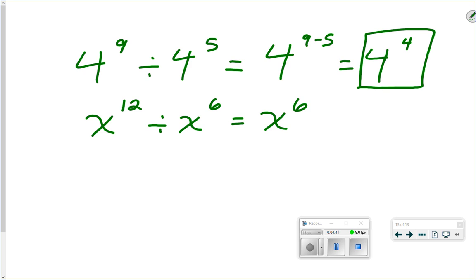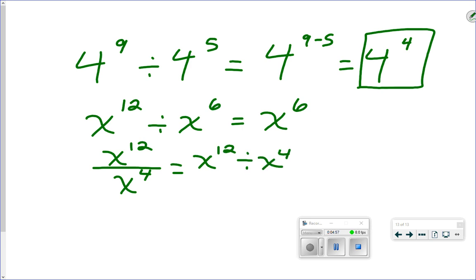Now division can be written one of 2 ways. We've been writing it with a divided by symbol. This can also be written as a fraction. So if I have x to the 12th over x to the 4th, that really means x to the 12th divided by x to the 4th. That means the same thing. A fraction's just another way of writing a division problem. And we can use the same quotient rule that says we subtract those exponents. And that becomes x to the 8th power.